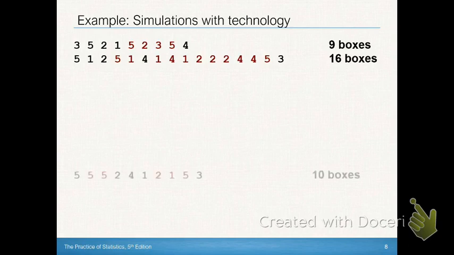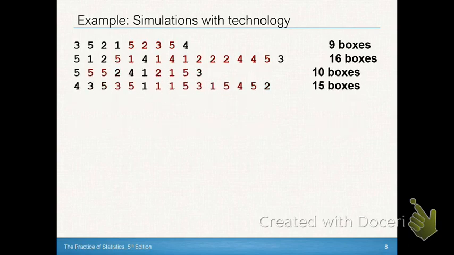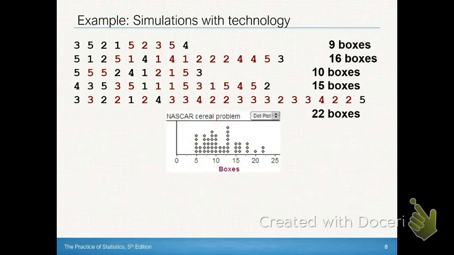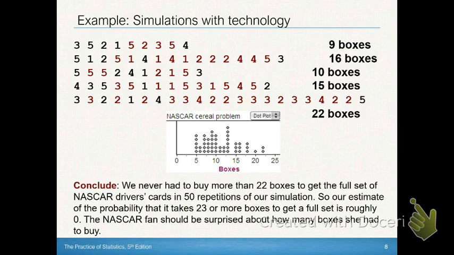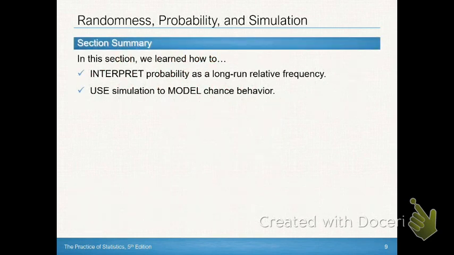And if I continue to do that many times, and then eventually make a dot plot of them, this dot plot has 50 repetitions. And then we want to figure out, how unusual was it? How often did we need to buy 23 or more boxes? Well, here we did 50 repetitions, and the most we ever had to buy was 22. So that means 0 out of the 50 times did we need to buy 23 or more boxes to get the full set of cards. So that's a 0% chance, and that is pretty unusual.